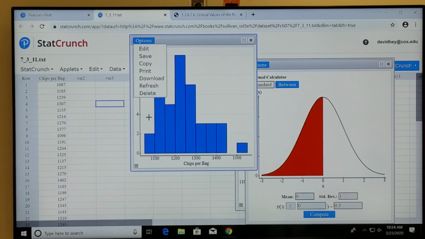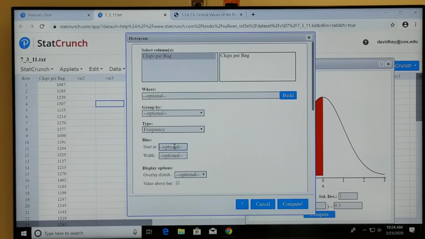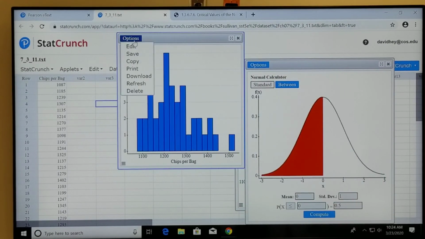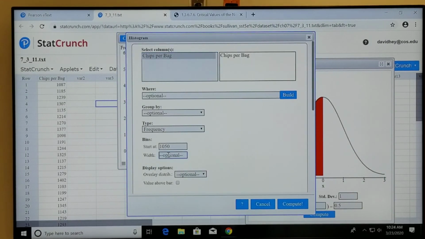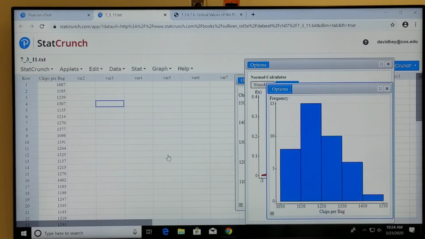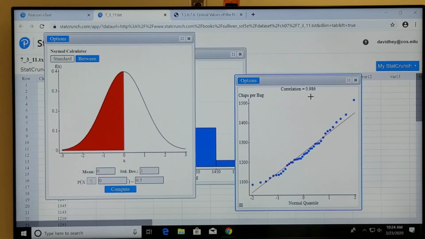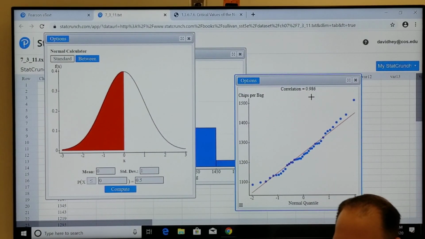Where do they start, this bar? They started at 1050. I'm going to start at 1050. What if I go in widths of size 25? I wonder what that looks like. Oh, that looks worse. Maybe if I go in widths of size 100. That almost looks skewed right. I don't know, but the correlation is undeniable, right? That's a really strong indication that the data is normally distributed. So that's that one.